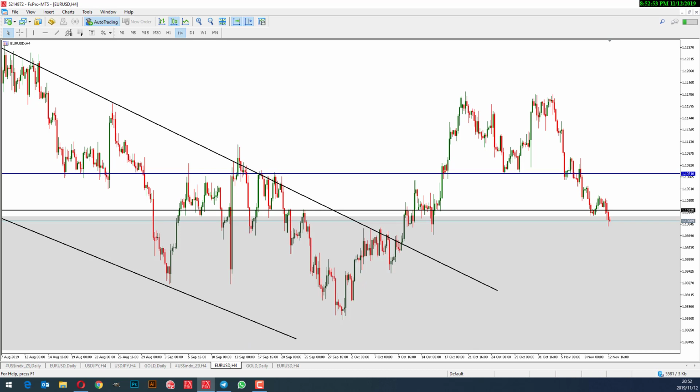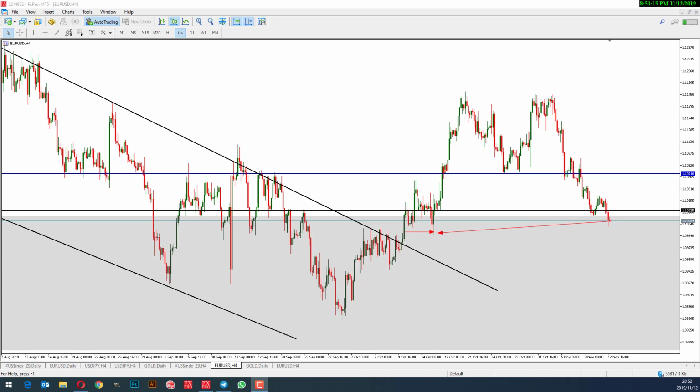Right now Fiber did break 1.0225. Fiber broke 1.0225 because you can clearly see there's liquidity here. So price has to clear up this liquidity. Price is going for the liquidity here.